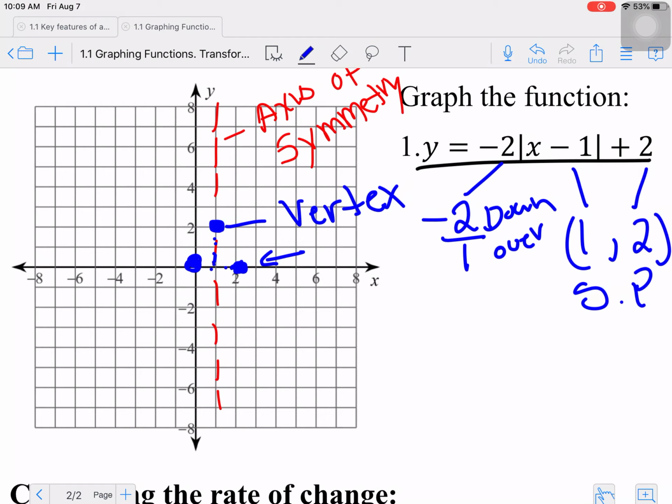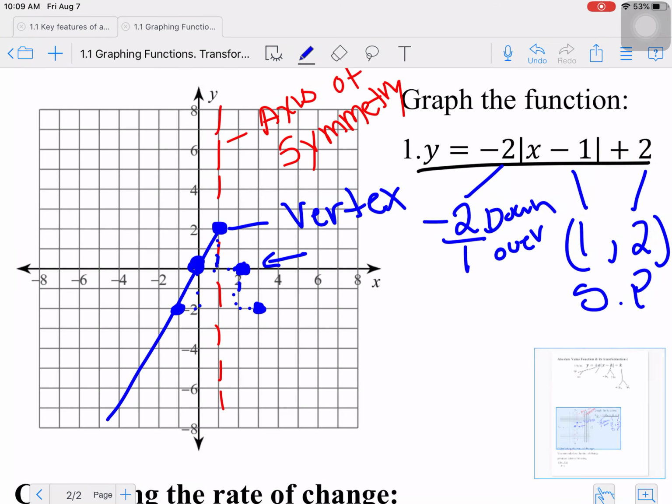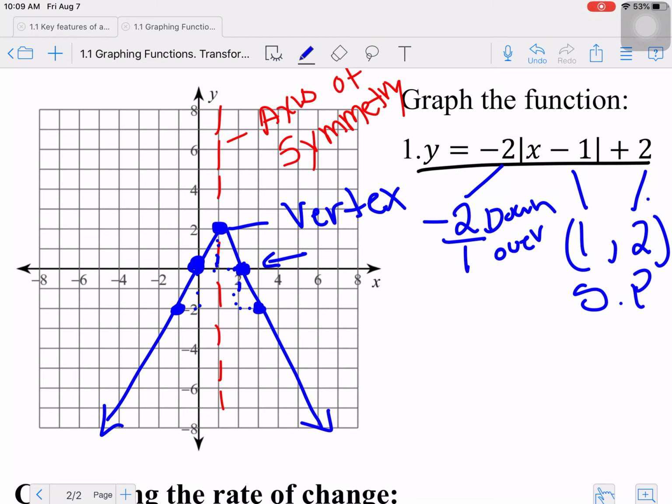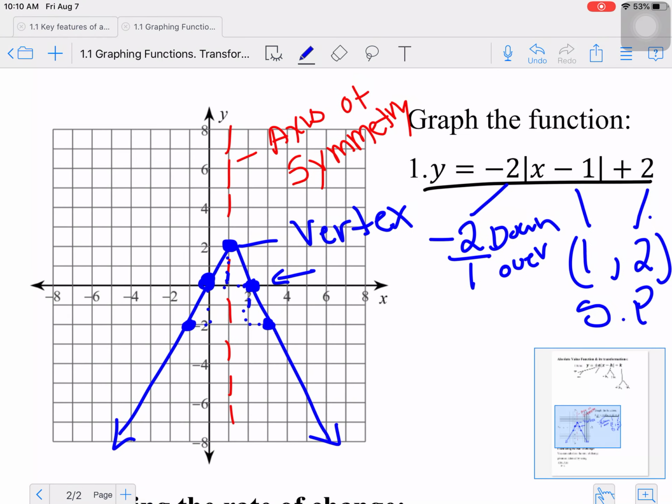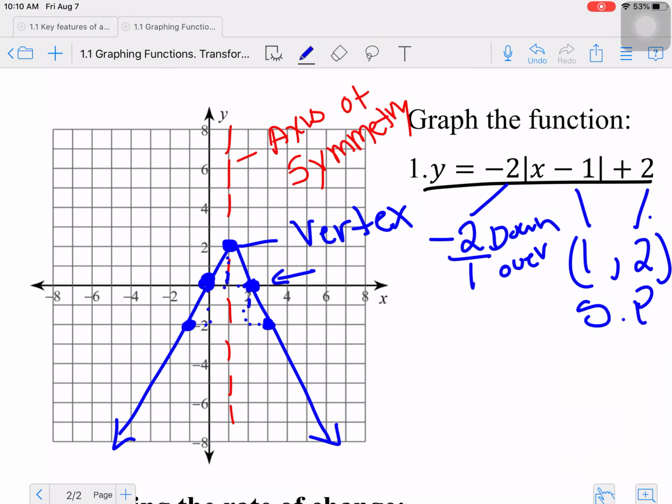You can continue to make more points to make it more accurate if you want. You don't have to. I'll just go ahead and do it again. So starting from that point, I'm going to go down 2 over 1, and from the other point, down 2 over 1, and again, a mirror image. And that should be enough for you to graph the function. Okay, and there's an upside down V shape. That's pretty much how you graph an absolute value function.